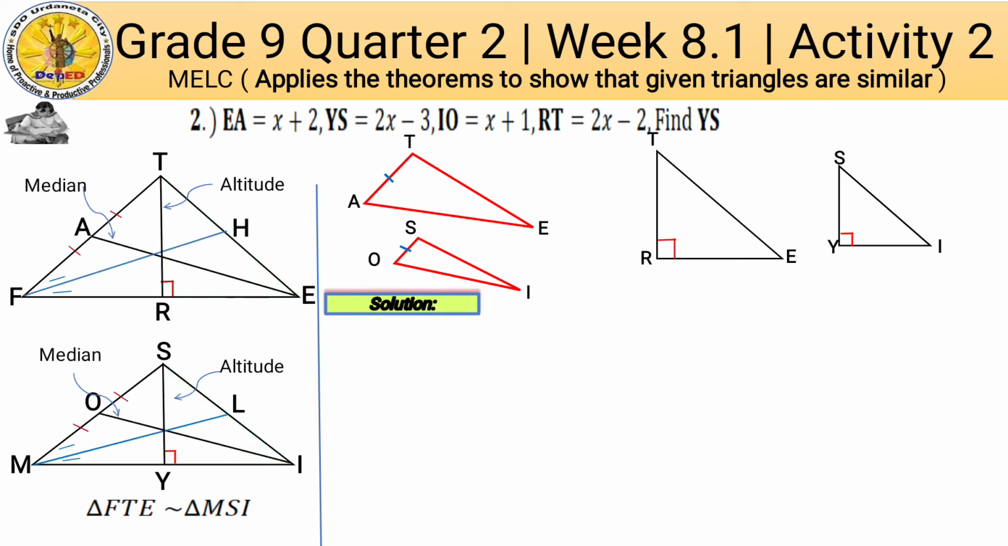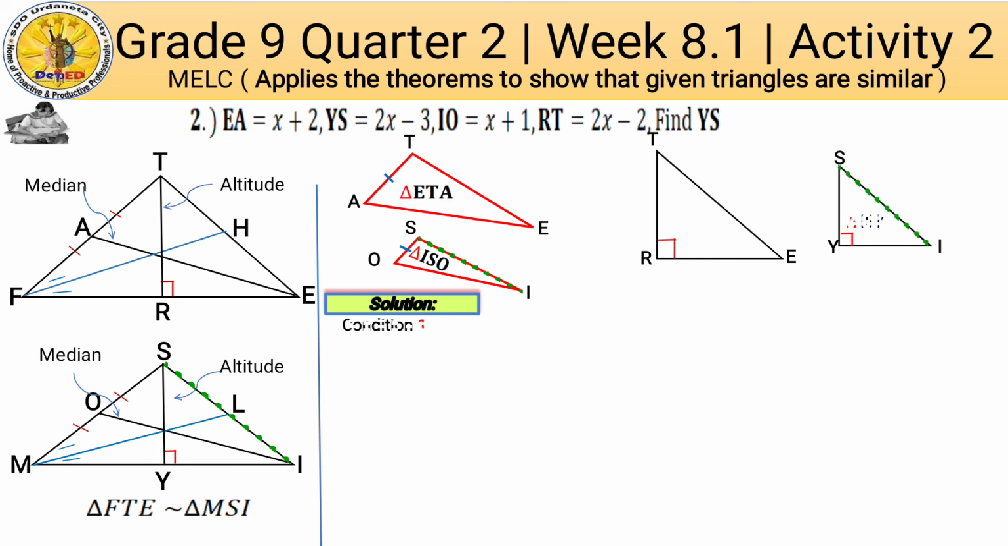We have now the solution. Using these triangles, we can formulate the right proportion to be used in finding the value of x. In formulating the proportion, we must remember that there must be one side that the triangles have in common, negating the three conditions. In this example, the common side between triangle ETA and triangle ETR is the side AT, while in triangle ISO and triangle ISY it is the side IS.